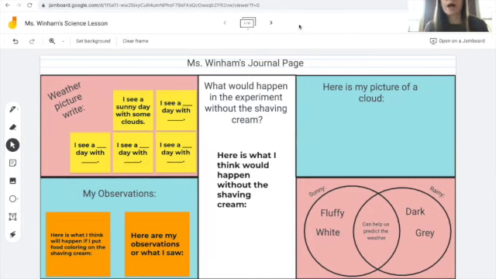So I am going to stop sharing my screen with you because you have done a great job on this activity today. When you're finished, click that little green check mark on Seesaw to let me know you're done, and you're all good for me today.